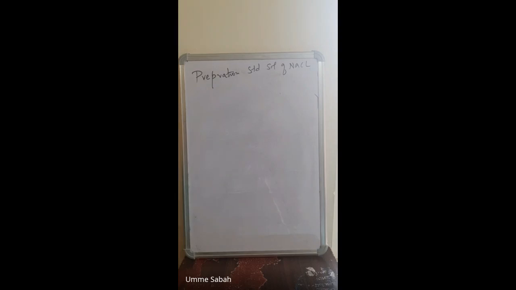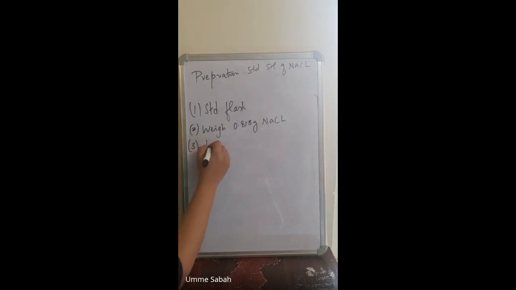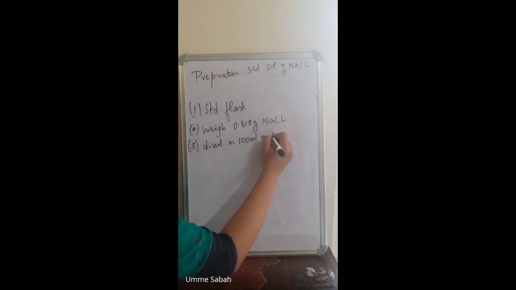So we'll take a standard flask. Please write in points. Write like how I am telling. Take a standard flask. Second, you have to weigh 0.818 grams of NaCl. Third is dilute it or dissolve it in 100 ml of distilled water.